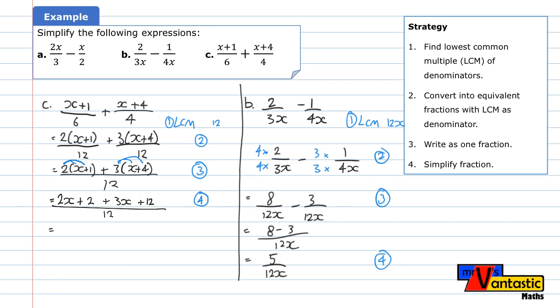And now we can simplify by collecting like terms. So having a look here, we've got some x terms, and we've got some number terms. And so I can simplify this. 2x plus 3x is 5x. Let's do that in pen. 5x plus, and 2 plus 12 is 14, divided by 12. And that's really the simplest we can make it. So that's our final answer.